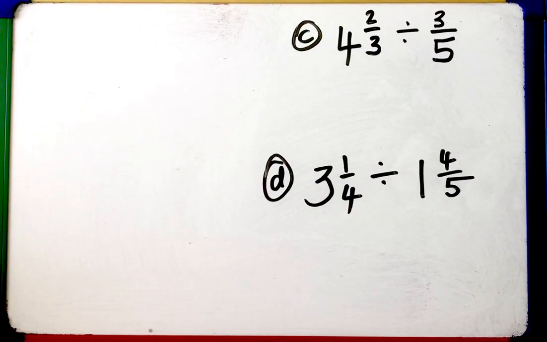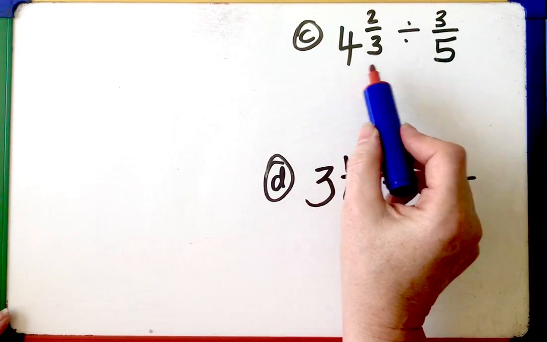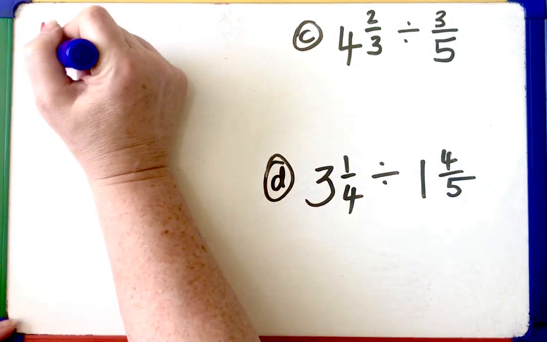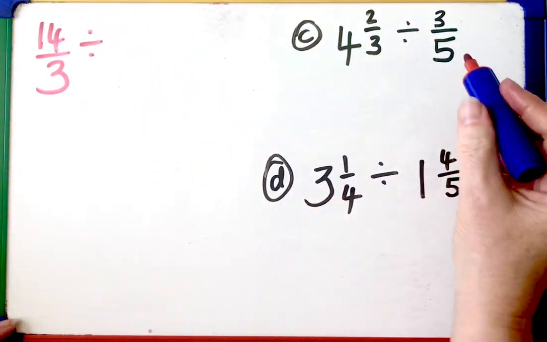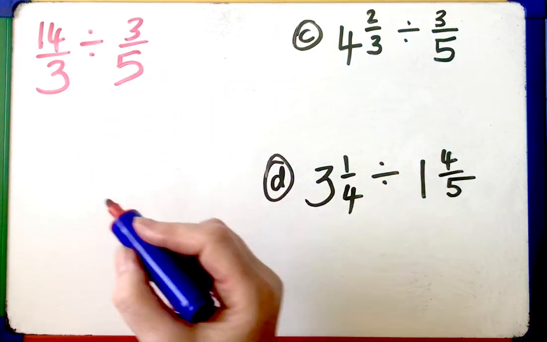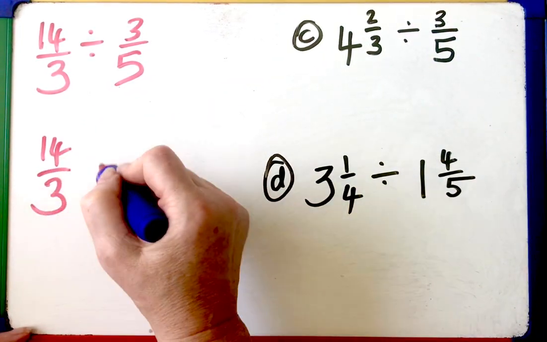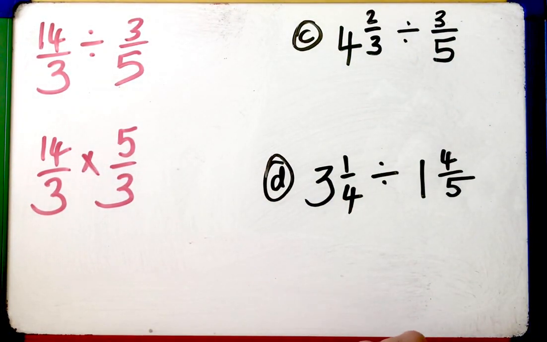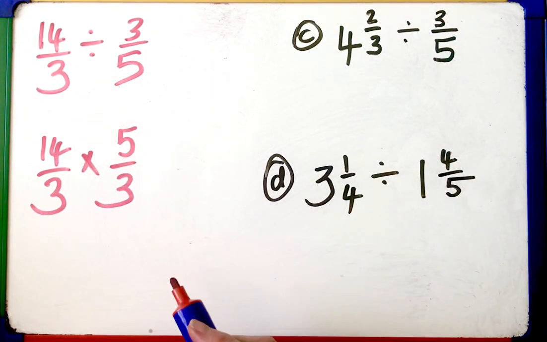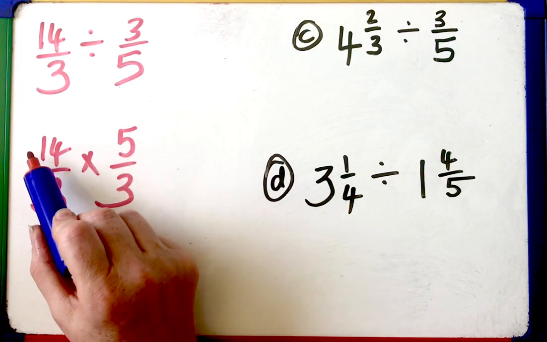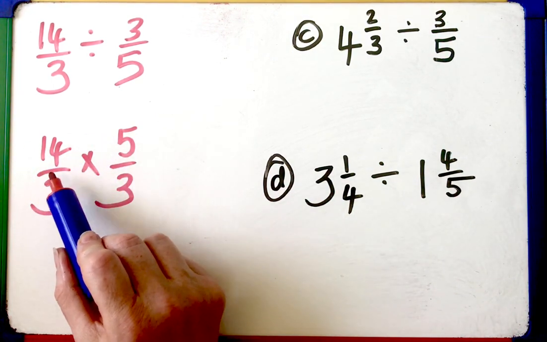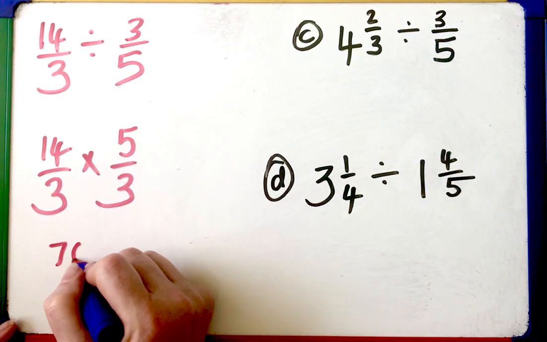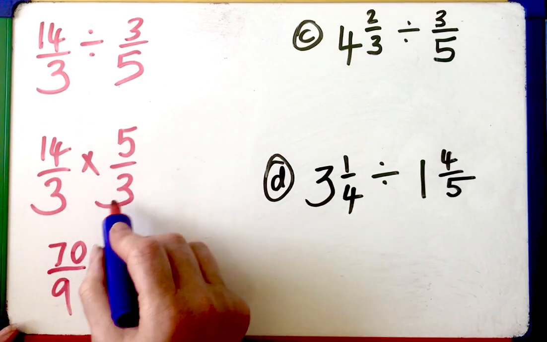Let's have a look at part C. I've got to change those into improper fractions first. 4 3s are 12, plus 2 is 14 thirds, divided by 3 fifths. Keep it, flip it, change it. Nothing I can cancel down, so I've got to do this horrible thing of 14 times 5. Well, partition, 10 5s are 50, 4 5s are 20, so that's 70 over 9, because 3 times 3 is 9.